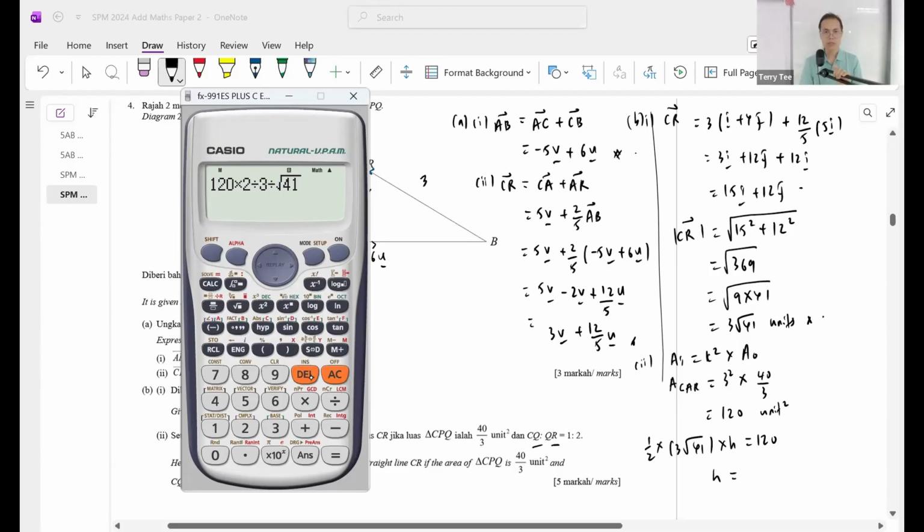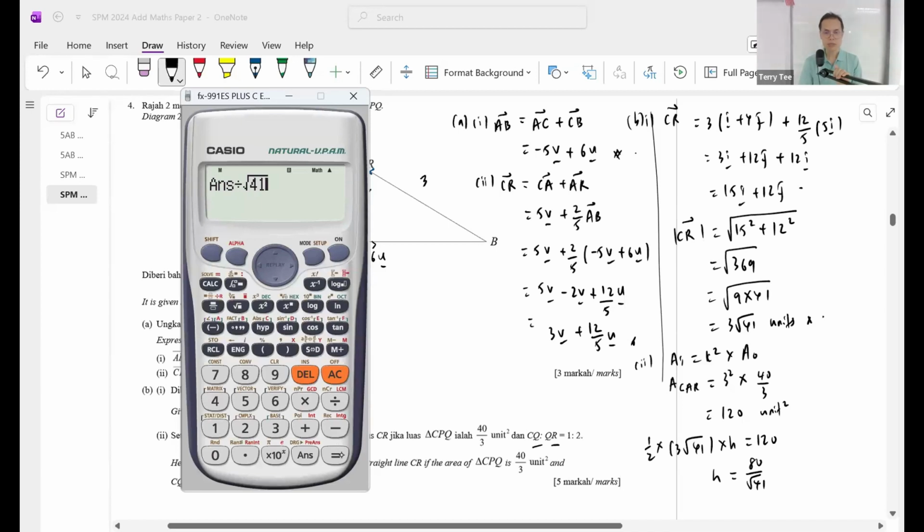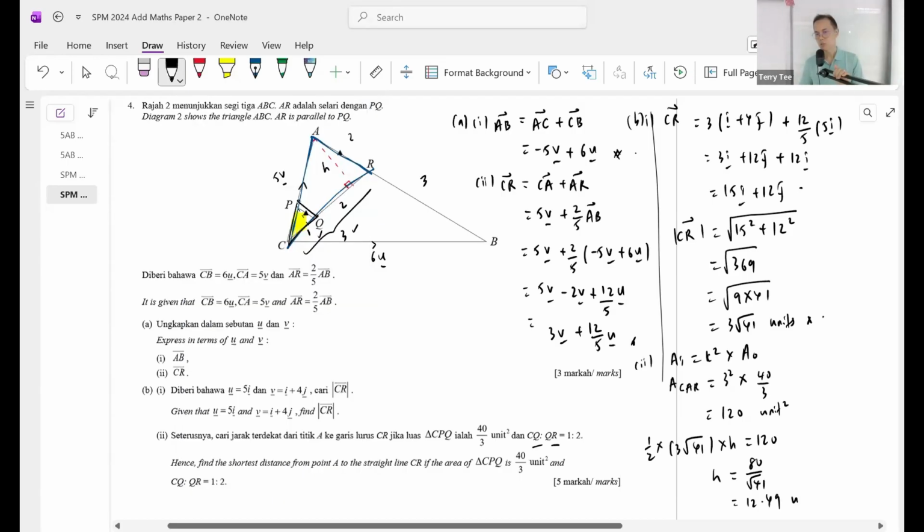Okay, maybe I just write in this form first. So it's 80 over root 41, isn't it? Yeah, if you divide it, the calculator will rationalize for you, change to this form, or you can change to decimal: 12.49. Yeah, 12.49 units, correct to 4 significant figures.